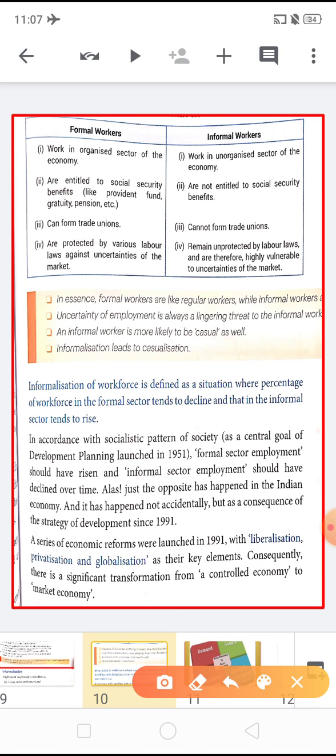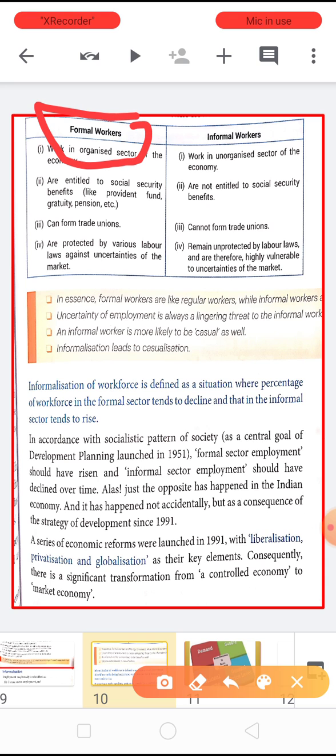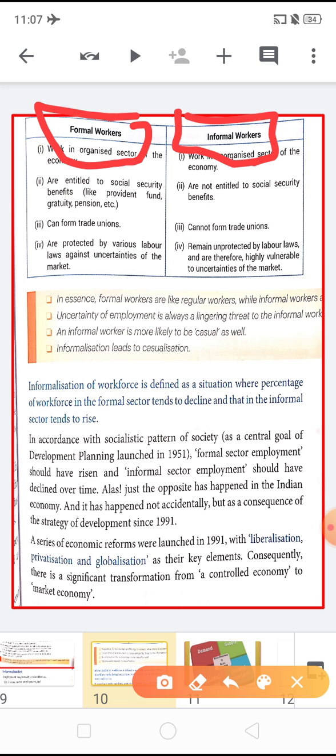Now the next topic is formal workers and informal workers. We are going to learn the differences between the formal workers and the informal workers. Children, what does a formal worker mean? Work in an organized sector of an economy is done by formal workers, whereas work in an unorganized sector of an economy is done by informal workers.